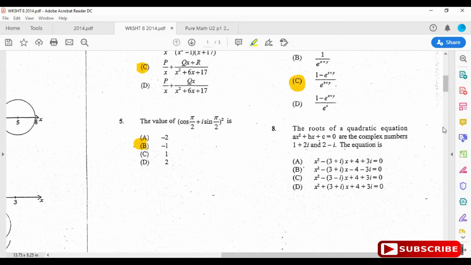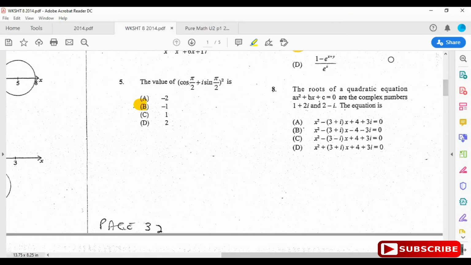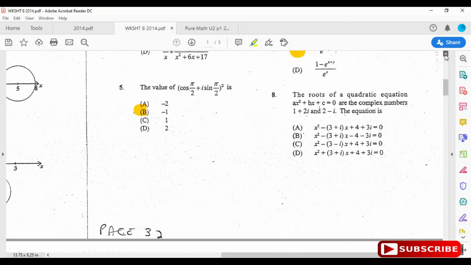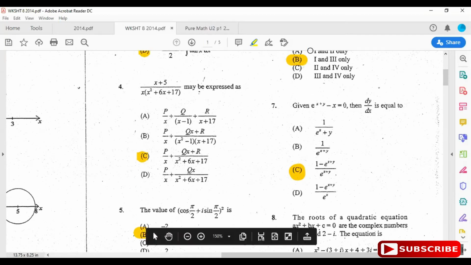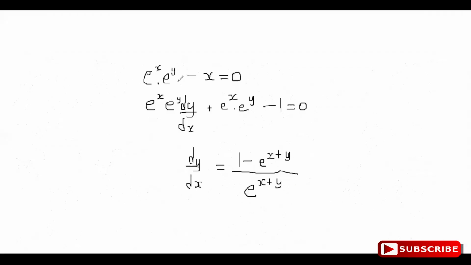All right, question 8 now. Question 8 tells us that the roots of a complex Wait, sir. Yeah, go ahead. Now, I don't get how number 7 is actually C. C. You don't get how it is C? Yes, sir. I thought it would be D.